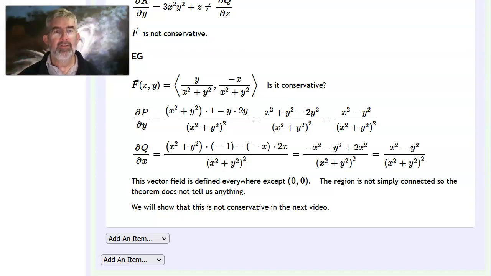And this is not conservative, and we will prove that it's not conservative in the next video when we talk about line integrals of conservative fields being independent of path.